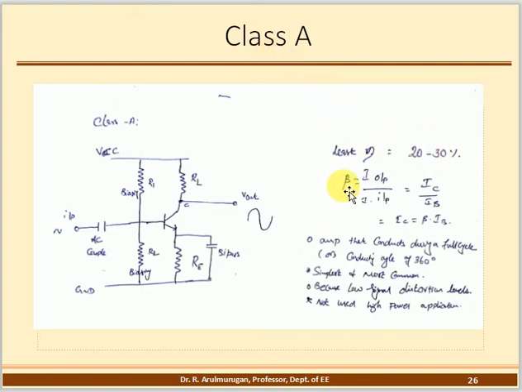Then what is the gain? Beta is, as usual, the efficiency formula, output by input. But here the gain, beta, is equal to output current by input current. What is the output current? This is the collector current, and the input current is the base current. Then collector current is equal to beta into base current. So this is about the class A amplifiers.